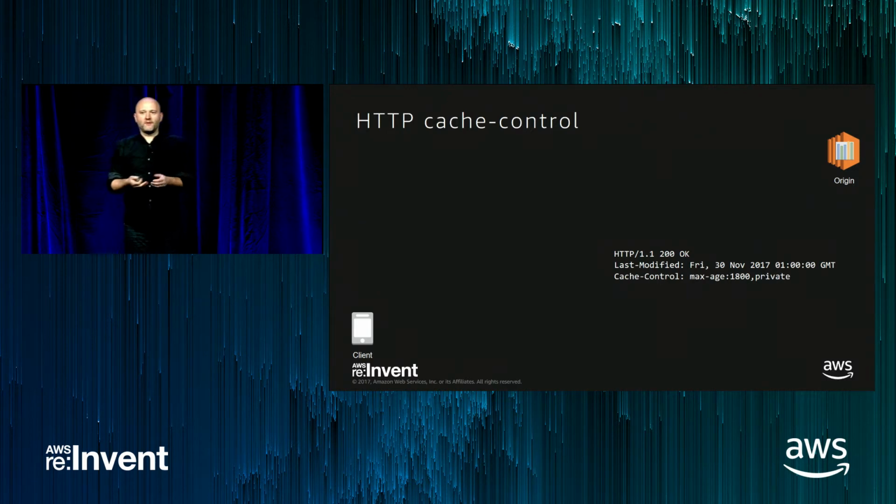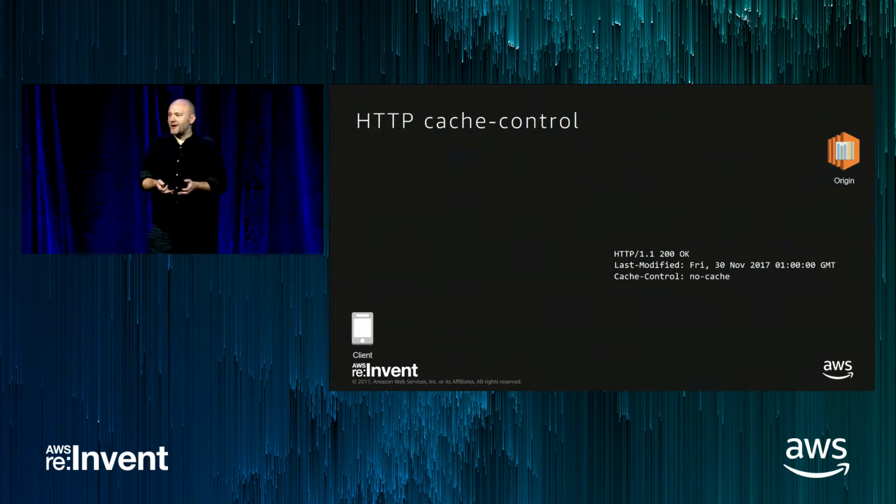Another one is private. So this is effectively saying, max age, 1800 seconds, but private. I don't want this cached in a shared cache, only to be cached in a private cache, which is typically the browser's cache, because obviously it's only used by one user.